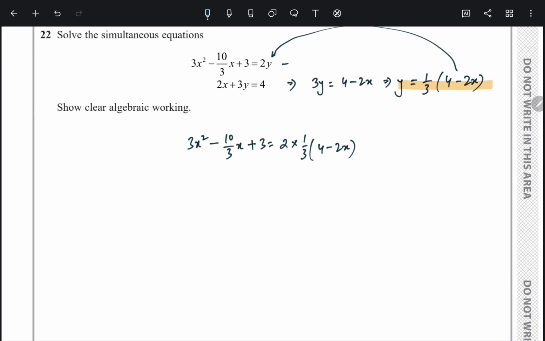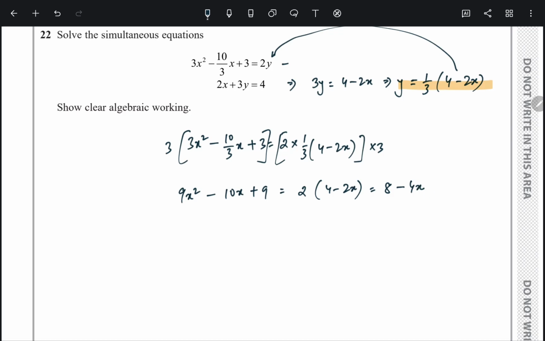Okay, now multiply all the terms by 3 on both sides to cancel out the 1/3. We'll multiply both sides by 3. So we get 9x squared minus 10x plus 9 equals 2 times 4 minus 2x, and that's 8 minus 4x. Okay, let's bring plus 8 to this side, that's minus 8, and plus minus 4x inside, that's plus 4x, and that becomes 0. So we get 9x squared minus 6x plus 1 equals 0.